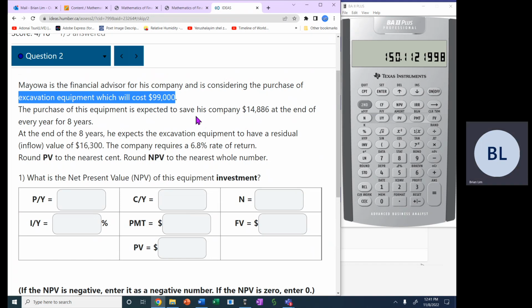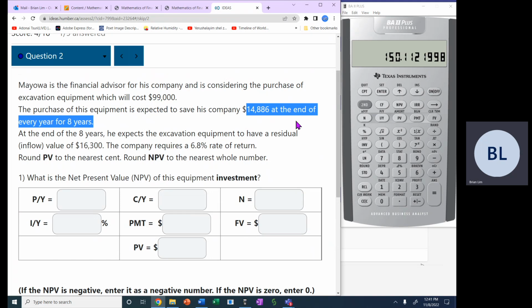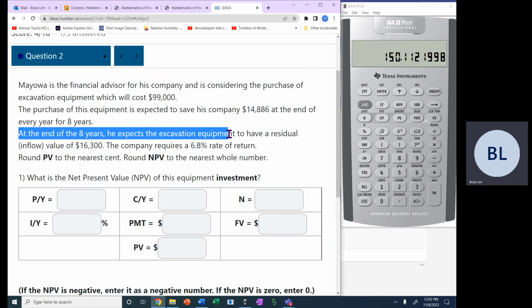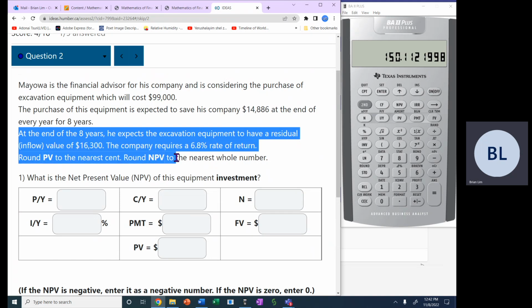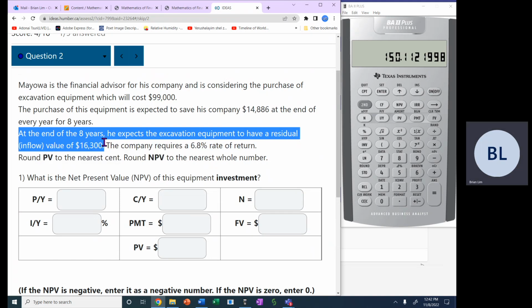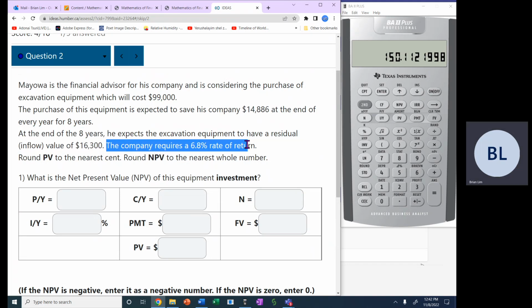The purchase of this equipment is expected to save his company $14,886 at the end of every year for 8 years. At the end of 8 years, he expects the excavation equipment to have a residual value of $16,300. The company requires a 6.8% rate of return. If it looks like the previous question, yes, it is. But we will treat the residual in a slightly different manner. We will put it all together and you will see as it develops.